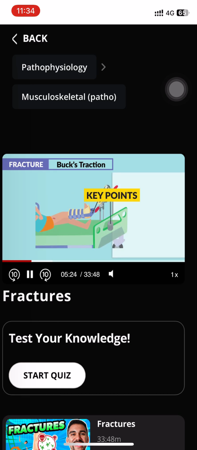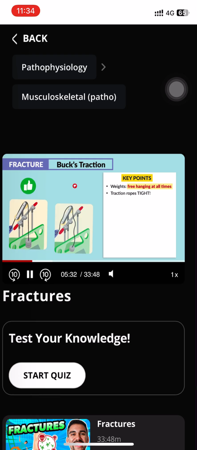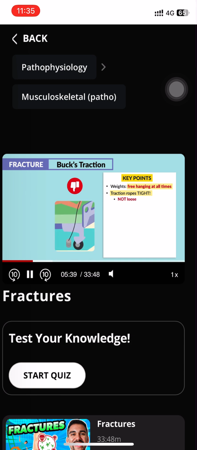Number 1 is the weights. Key terms, they should be free hanging at all times to maintain traction. Next is traction ropes. These must be tight to keep traction. So key terms here, not loose, not resting on the bed or the floor.